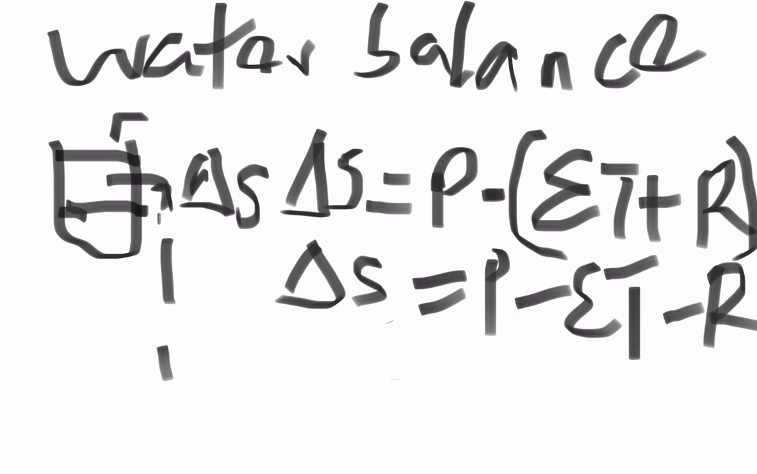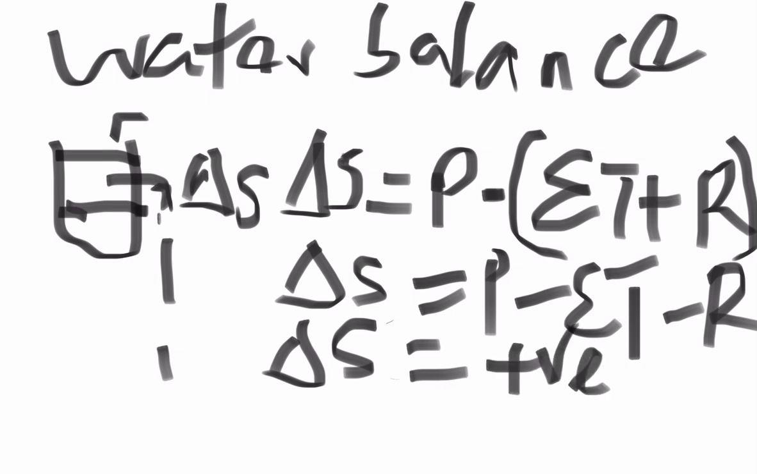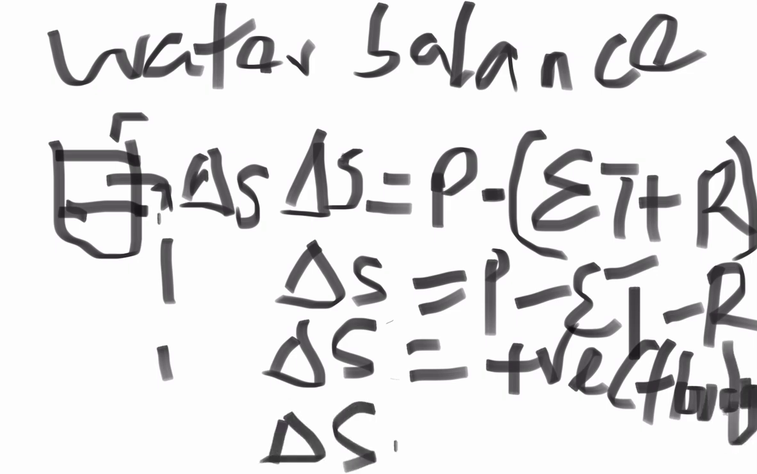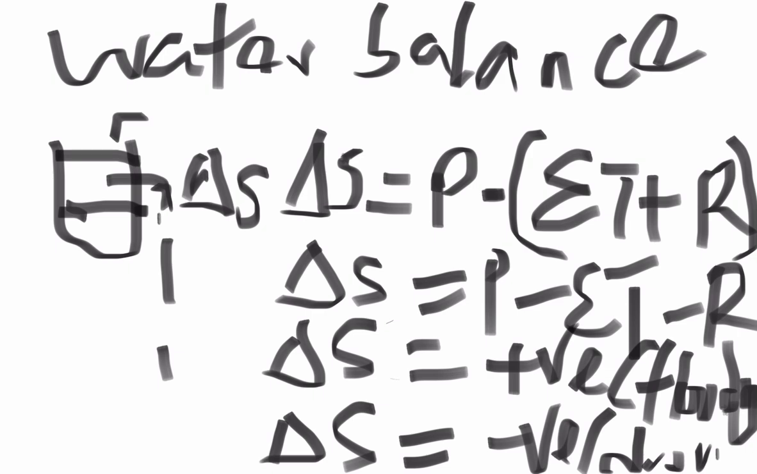And when this change in S is positive and high, it could signal flooding because the water inflow is more than the outflow. And when this change in S is negative, it could signal drought. So I think with this little explanation, we should grasp the water balance equation.